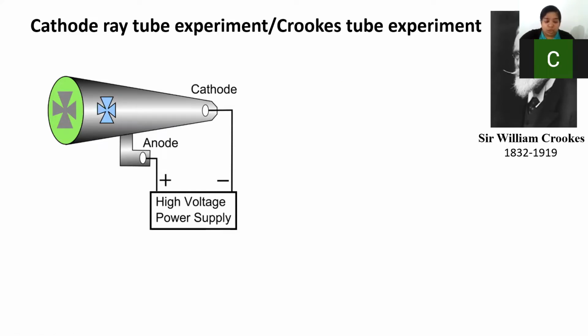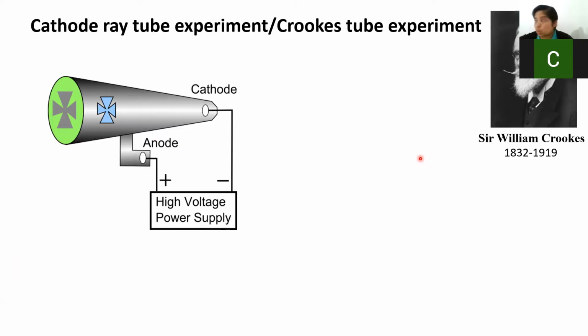Now we are going to look into some experiments that were done using electricity. Back then, by this time, electricity was known and people were doing many different types of experiments using electricity. One type of experiment that was done is the cathode ray tube experiment.